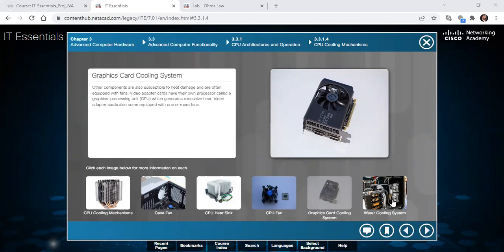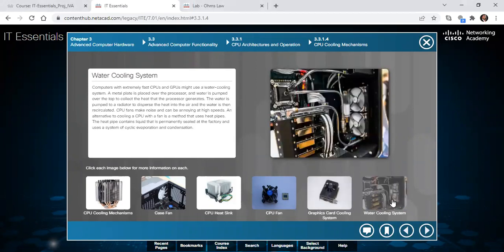So let's look at the last one, which is the water cooling system. This water cooling system, you find it on servers. Computers with extremely fast CPUs and GPUs might use a water cooling system. Now, this is a metal plate placed over the processor, and water is pumped over the top to collect the heat that the processor generates. The water is pumped to a radiator to disperse the heat into the air, and the water is then recirculated.